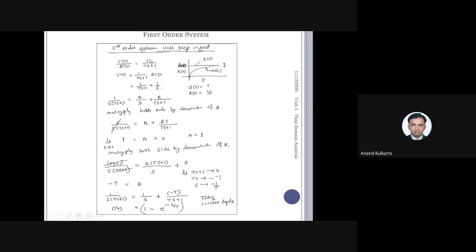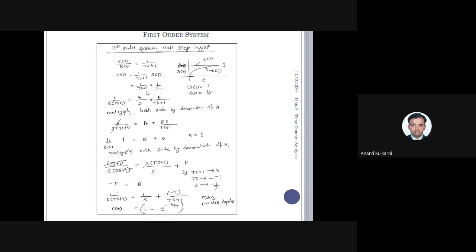It can be K divided by Ts plus 1, where K is the gain of the system. K is 1 in our case, so I have taken everything in terms of 1 only. Now C of s is equal to this multiplied by R of s. I am substituting the value of R of s, that is 1 upon s. So C of s is 1 upon Ts plus 1 into 1 upon s.